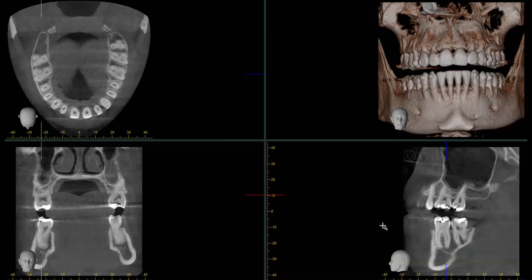The sagittal view is a side view, good for looking at airway and sinuses, and can be very helpful for those interested in obstructive sleep apnea. It will provide a good view of the lingual tonsils, adenoids, and TMJ. And on the upper right side, we have a volume rendering, which is a 3D model representation of the patient's skull, which is helpful for patient education.